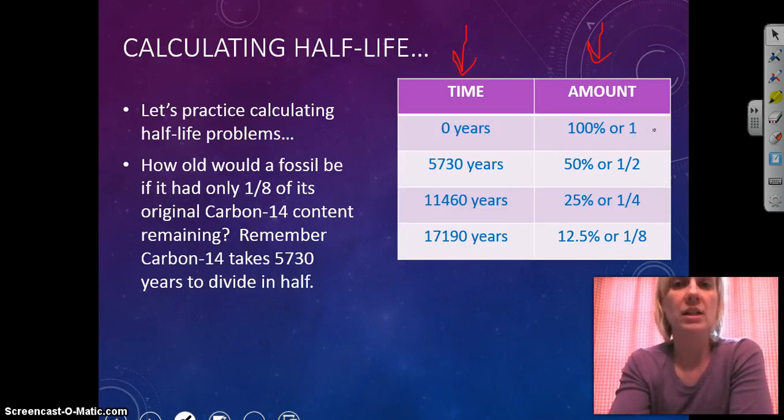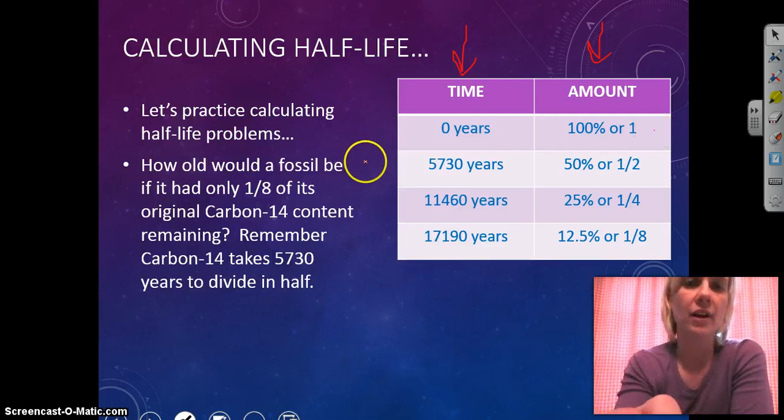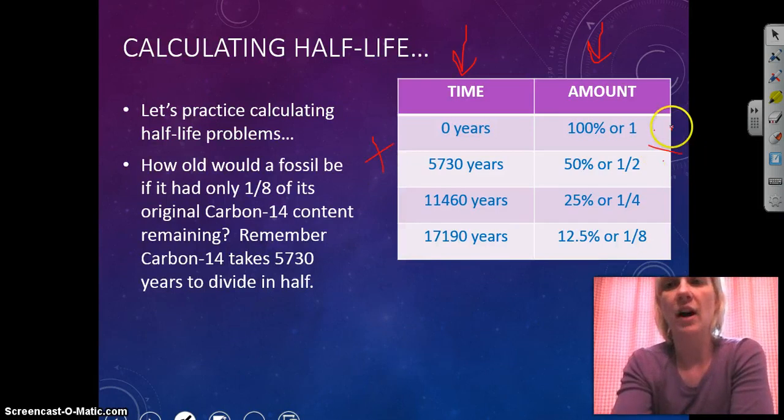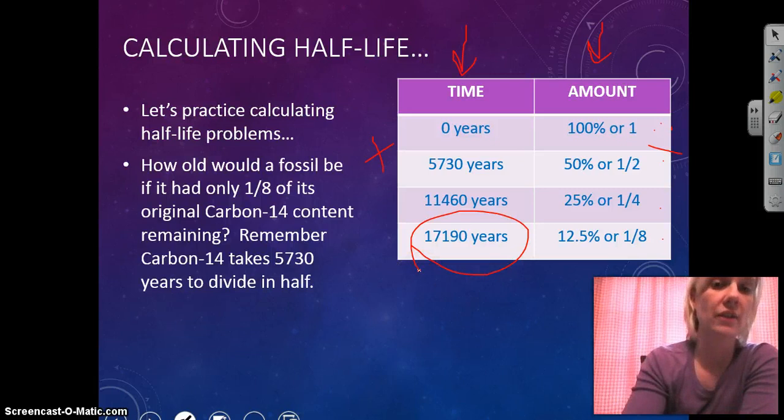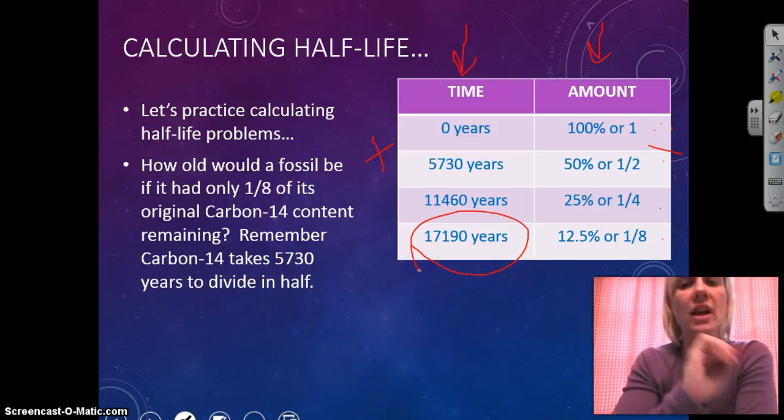As we start breaking down, I'm going to add my half-life on this side, and I'm going to divide by 2 on this side. And that's all I'm doing. When I get to an eighth, when it asks how old would a fossil be, it's going to be 17,190 years.